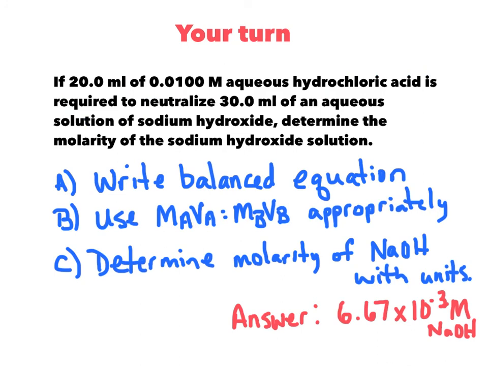So here's a problem that I'd like you to do. It's saying you had 20 milliliters of a 0.1 molar hydrochloric acid, and you need that to neutralize 30 milliliters of sodium hydroxide. Write out the balanced equation, and then use MAVA equals MBVB and determine the molarity of the sodium hydroxide. And the answer has been provided for you right here so that you can check it out, see if you did it right.